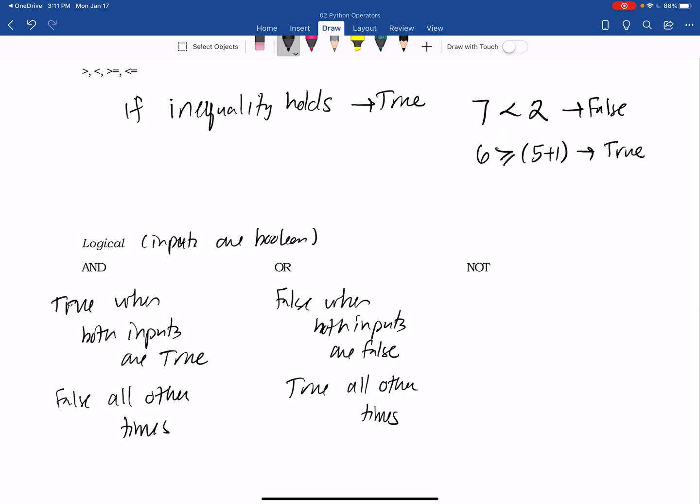The last logical operator that we talk about is not, and this has the opposite truth value. If your input is a true statement, then the not is going to give you a false statement. If your input was false, then the not is going to be true. So true turns to false, and false turns to true.